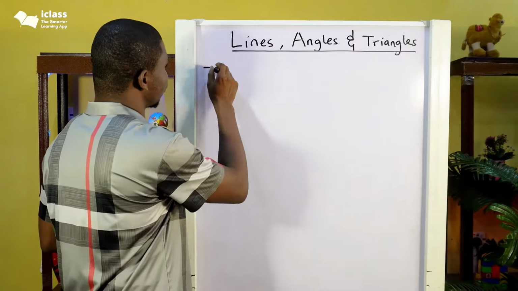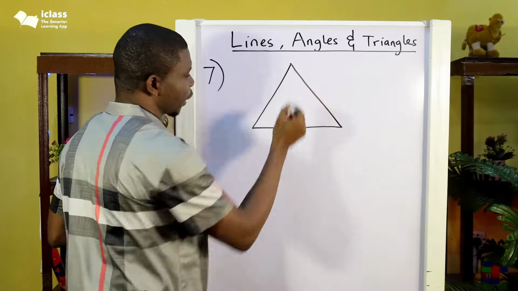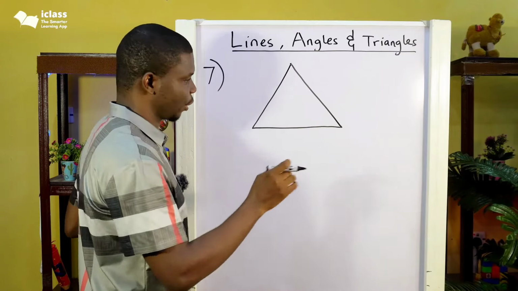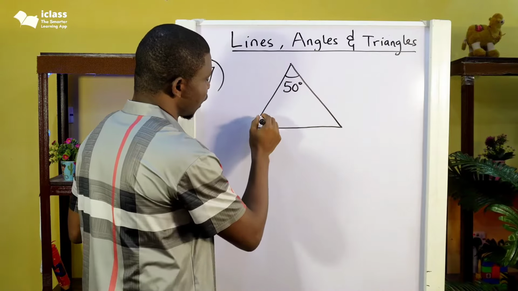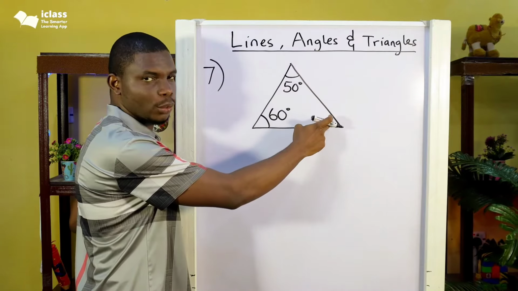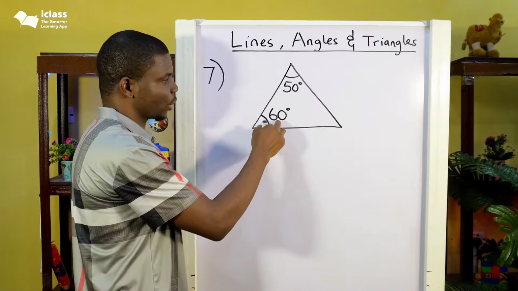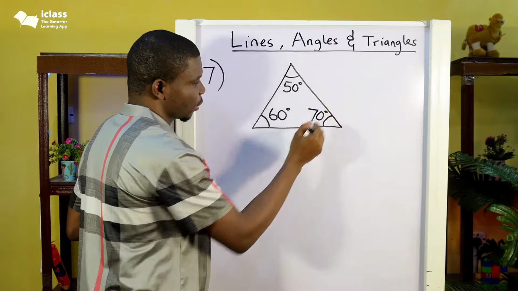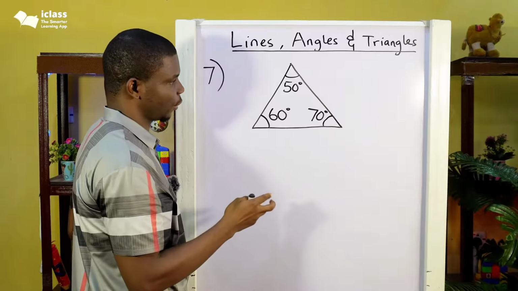Now to the seventh angle, I will talk about angles in a triangle. Now, the sum of angles in any triangle is equal to 180 degrees. So, for instance, if I label this as 50 degrees and this as 60 degrees, then I can calculate what this third angle will be. All I need to do is to say 180 minus 60, that is 120, right? Then minus 50. So this will be 70 degrees. So when you add up all three angles, you get 180 degrees.